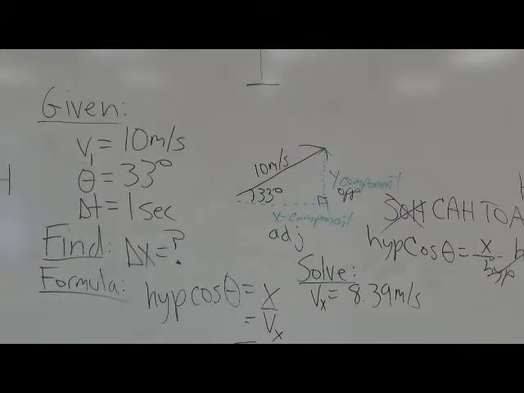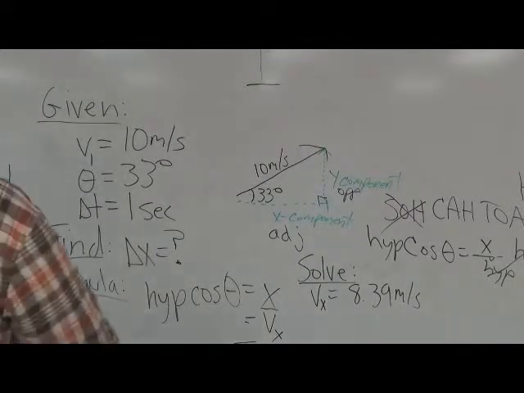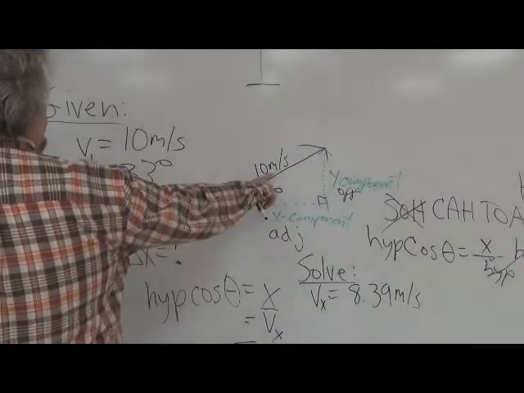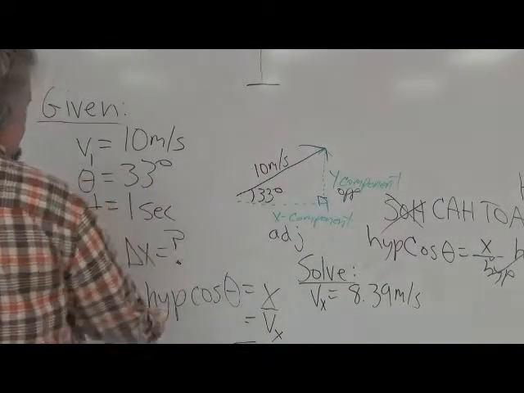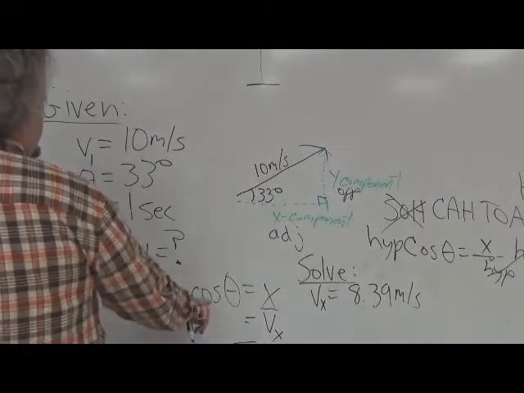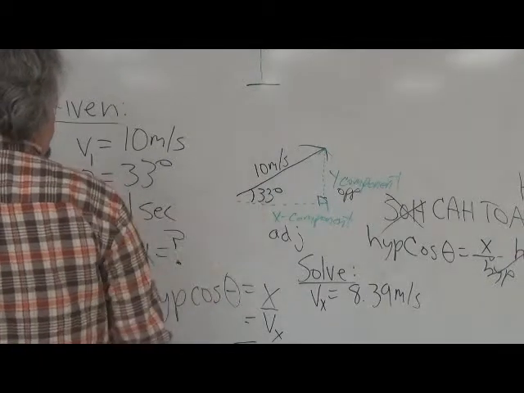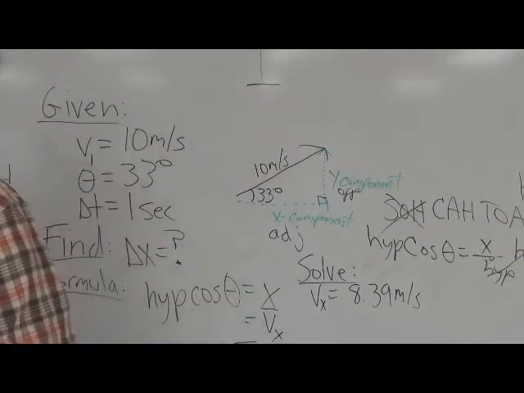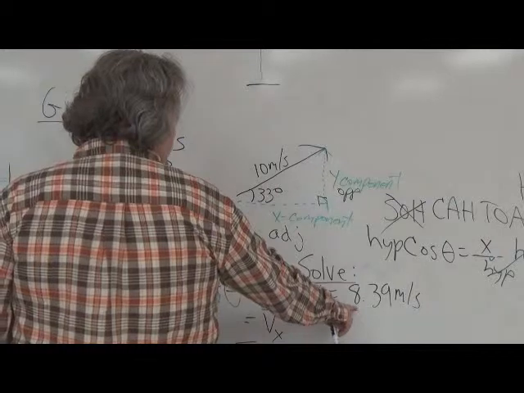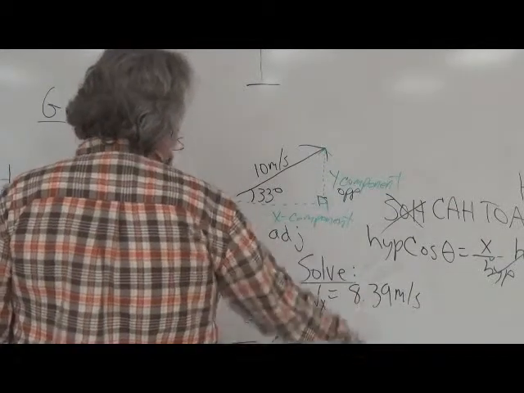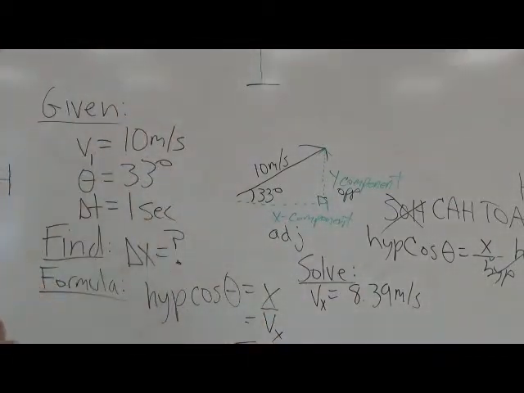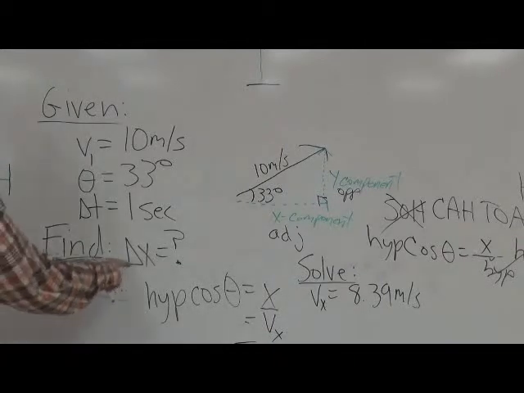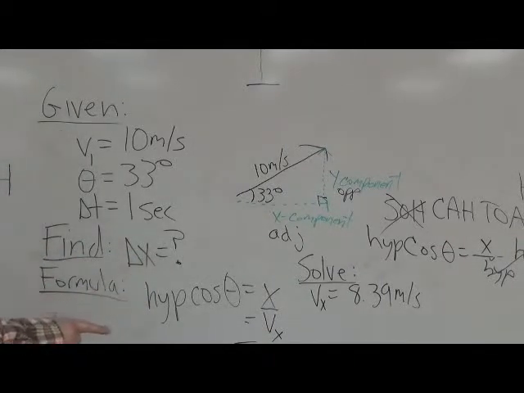Alright, so what you should have done is hypotenuse is 10 meters per second, plug it in there, and then take the cosine of the angle 33 degrees. When you do that, the answer will become 8.39 meters per second. Now, what we wanted to find was displacement, so we're not done. So you have to find out what is the formula for displacement.